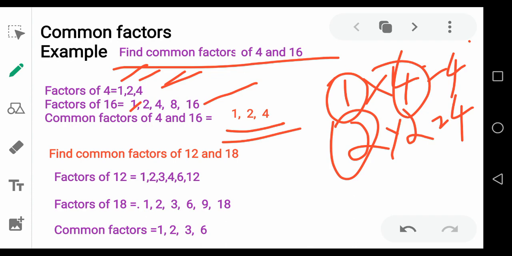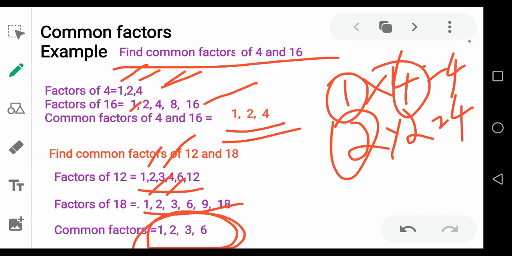How will you find it? First you have to write the factors of 12. Then factors of 18. Then you have to choose the factors which are common for both 12 and 18. So here we have the numbers 1, 2, 3 and 6. You can see 1 is in 12 and 18. Same way 2, 3 and 6. You can see these are the common factors.